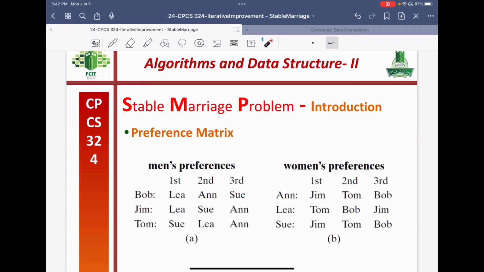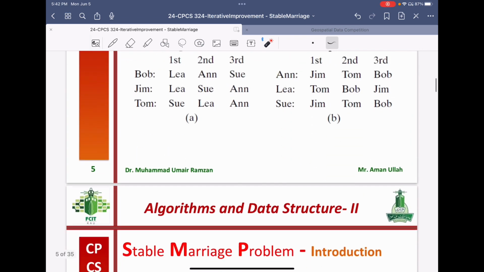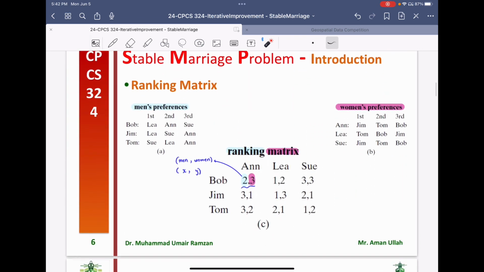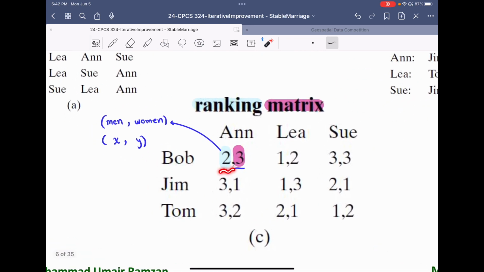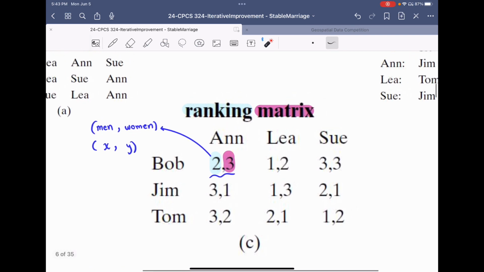ونفس الشيء عند البنات. Anne, her first choice is Jim, her second choice is Tom, and her third choice is Bob. And this is all nice and neat, but it's not very helpful when we have two different matrices, when we can have them both together to get a better view of how the preferences vary. So that's where the ranking matrix comes into play. So basically, in the ranking matrix, each element consists of an ordered pair. An ordered pair is made of the man's preference of the woman in that column and the woman's preference of the man in that row.